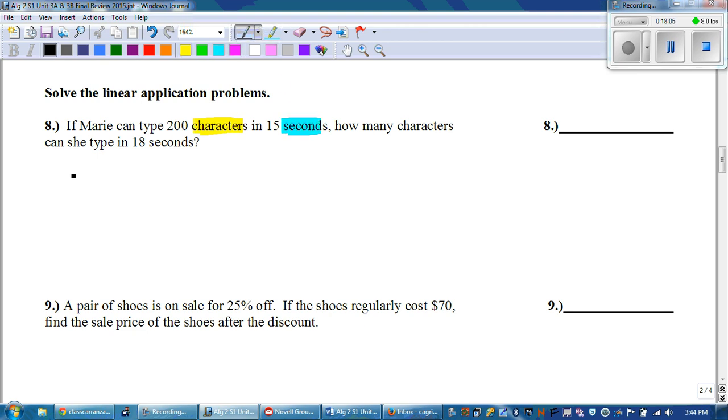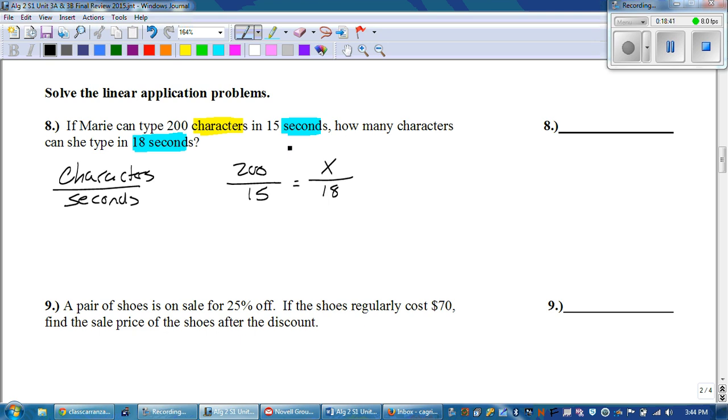So, we're going to set up a ratio. So we got characters, and then we talk about seconds. So our first one is 200 characters, 15 seconds. Now, how many characters can she type in 18 seconds? So they told me the seconds. I just need to find out what the characters are.